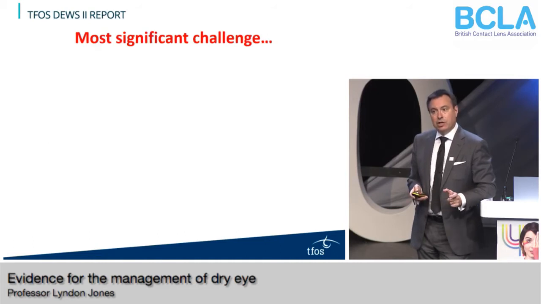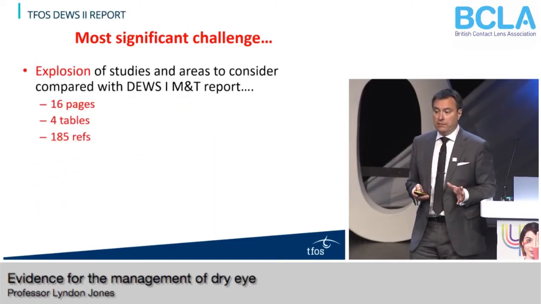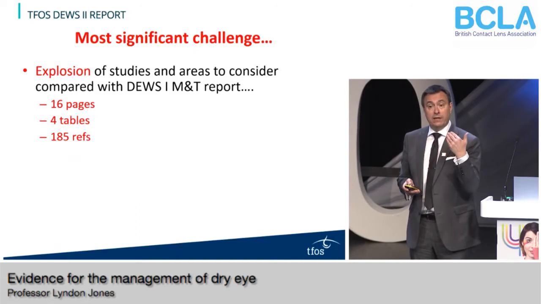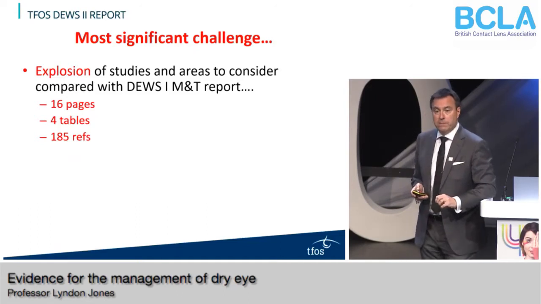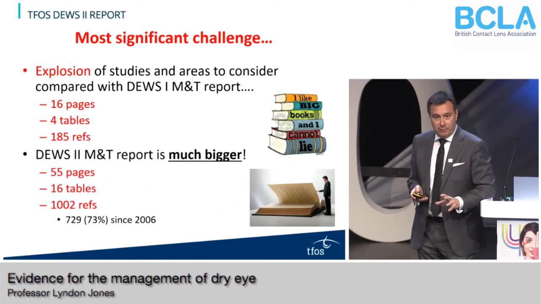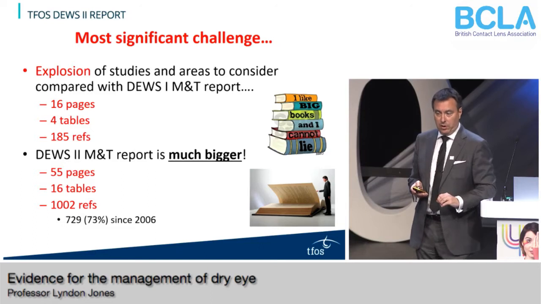The most significant challenge that we had as a committee was the incredible explosion of studies and areas to consider compared with a decade ago when the first DEWS management and therapy report was published. That report was 16 pages long, had 4 tables and 185 references. This one, not so much. This is a monster. It's 55 pages long, 16 tables, over 1,000 references, of which 73% were conducted since that report over a decade ago. So it is a very interesting read, certainly for those of you who require help sleeping.